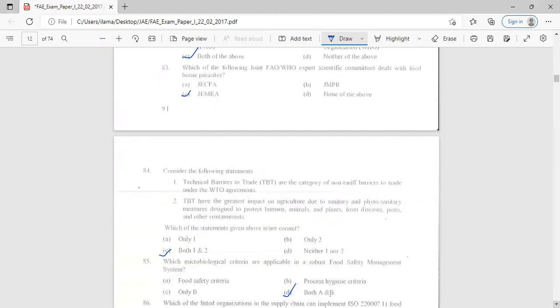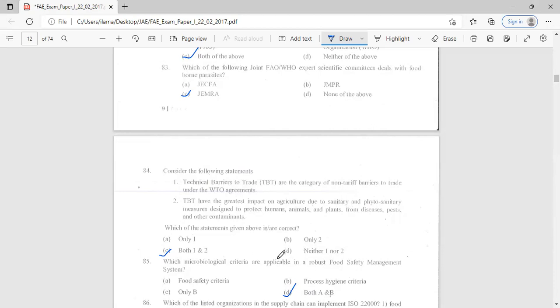Next one, technical barriers to trade are a category of non-tariff barriers to trade under the World Trade Agreement. Next one, technical barriers to trade have the greatest impact on agriculture due to the sanitary and phytosanitary measures designed to protect humans, animals, and plants from disease, pests, and other contaminants. Here the correct statement is both 1 and 2.